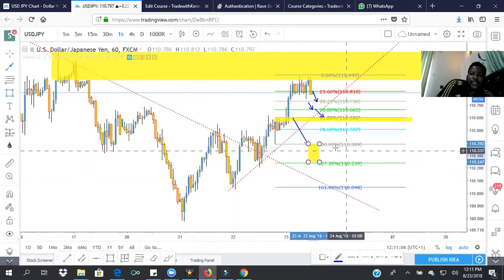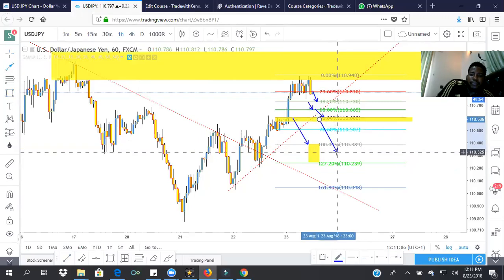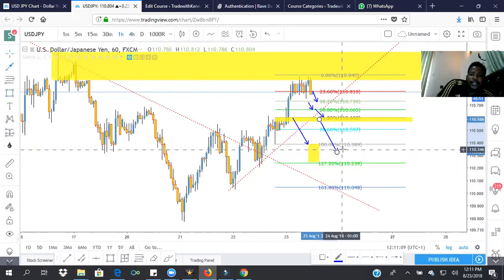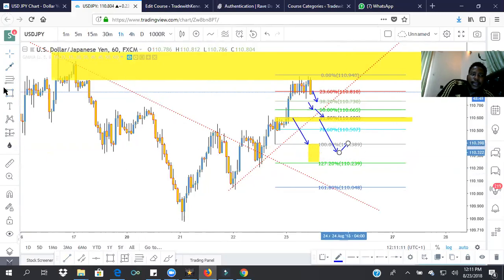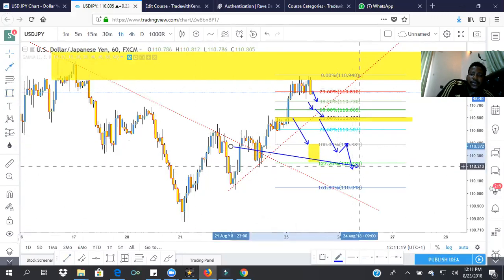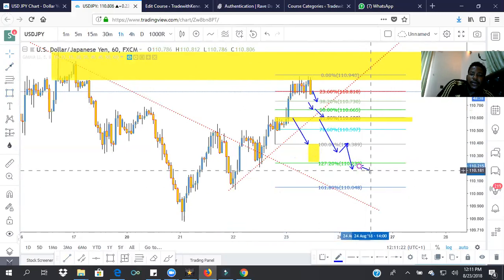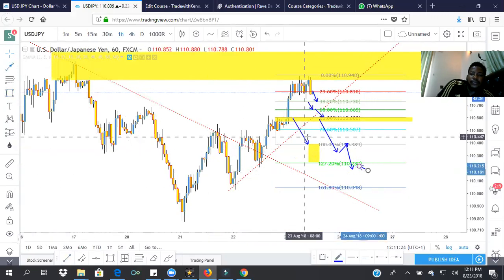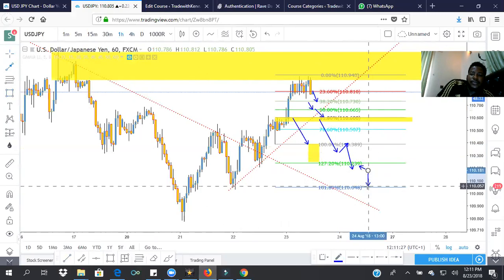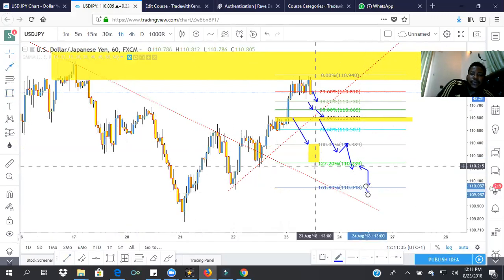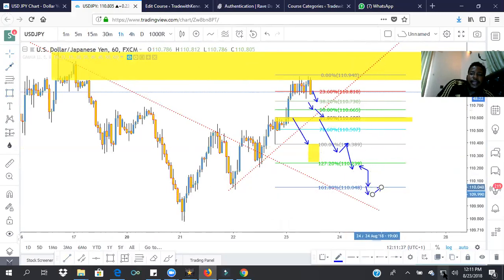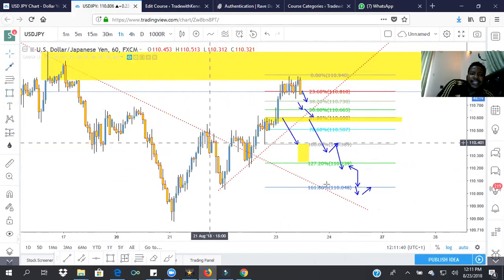127.2. When I say break, I mean it's going to break this 100, retest this 100, go to this 127.2, retest this 127.2, and then eventually go to 161.8 and most likely break it, retest this zone, and then it could fall to wherever place you want it to go.